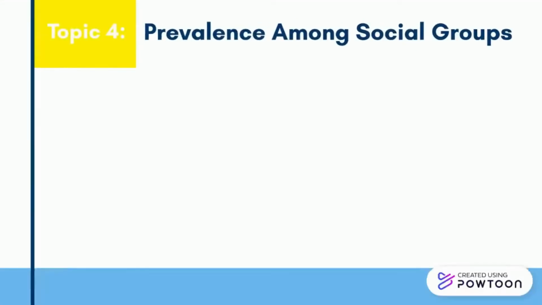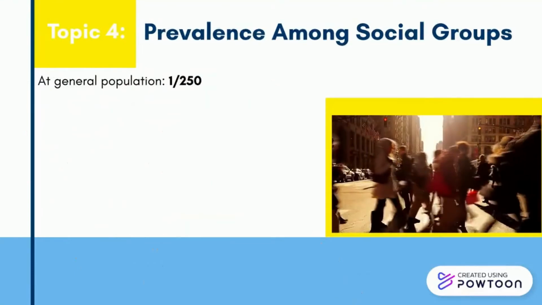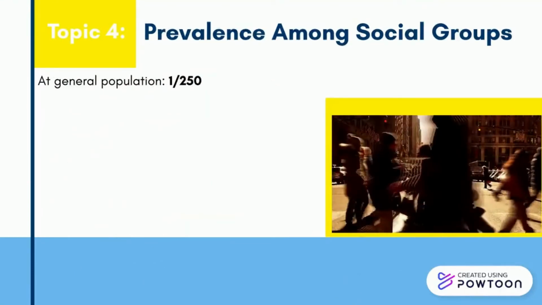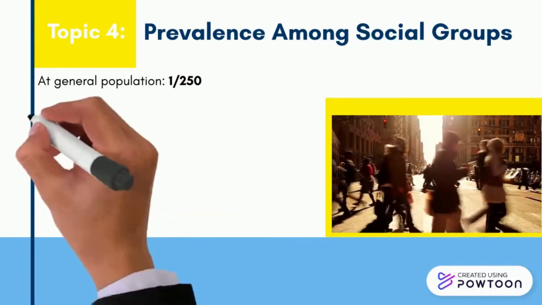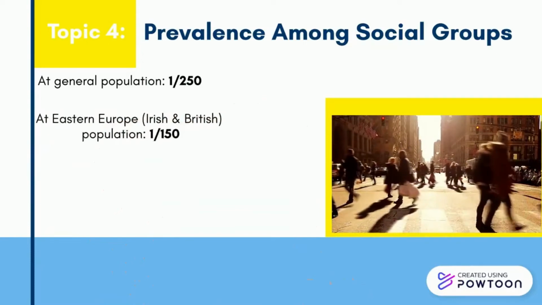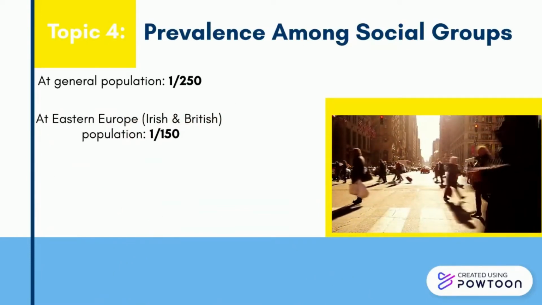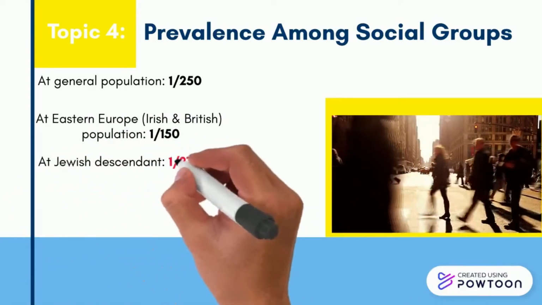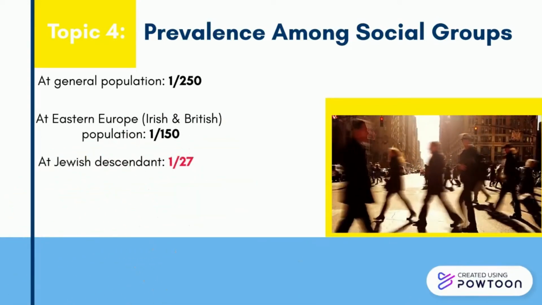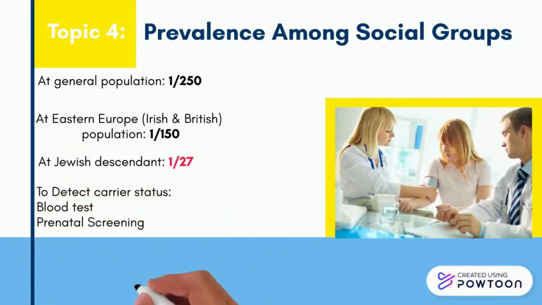Within the general population, the carrier rate of Tay-Sachs disease is 1 in 250 people. But there are certain areas that may have a higher carrier rate of Tay-Sachs disease. For example, in Eastern Europe, and this includes the Irish and British population, there is a carrier rate of 1 in 150. Jewish descendants have the highest carrier rate at 1 in 27. To determine carrier status, blood testing may be performed to measure hexosaminidase A activity, and prenatal screening is also available.